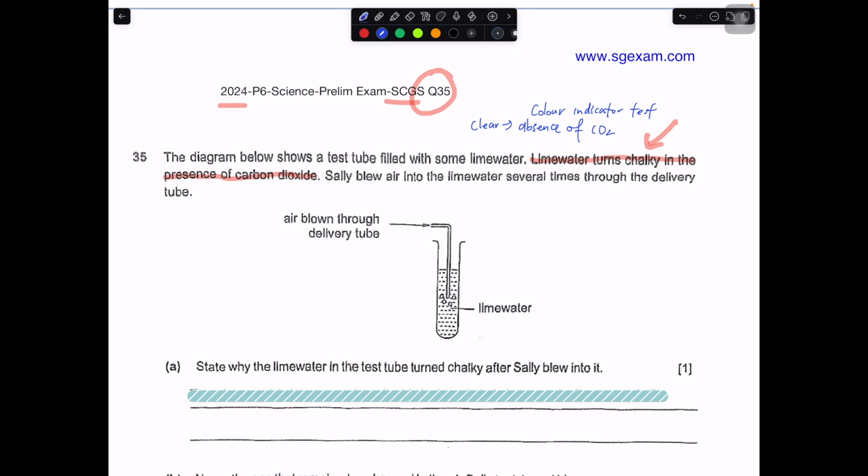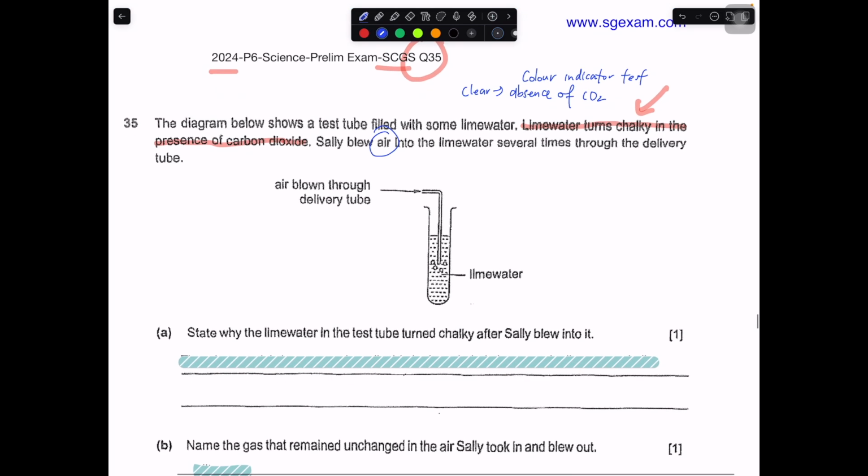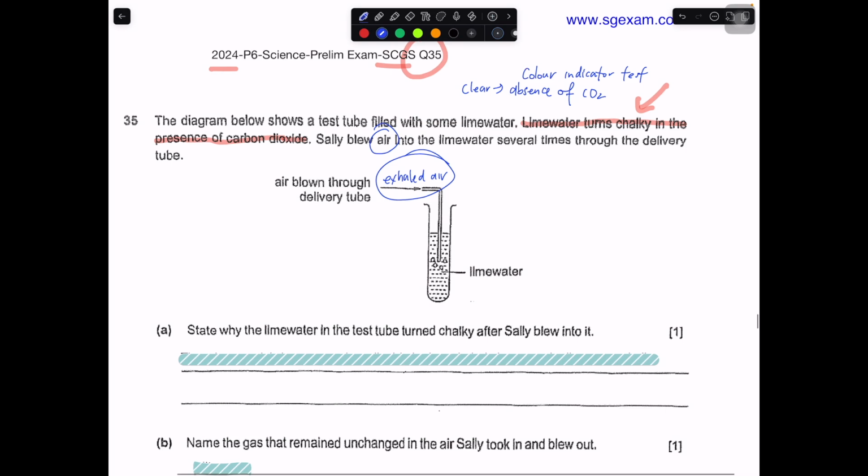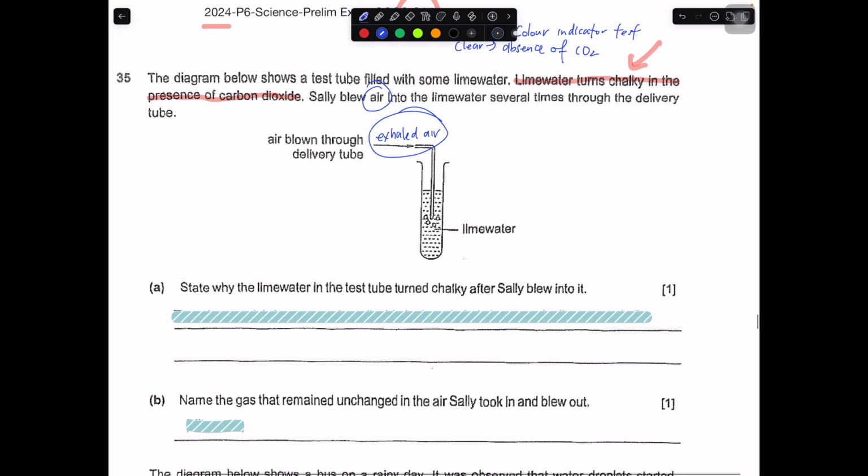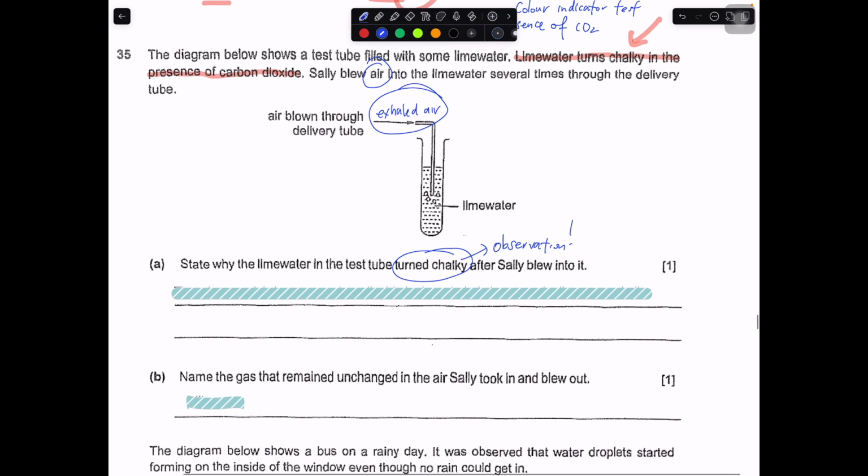So Sally blew the air into lime water several times through a delivery tube. So the air that Sally blew into the delivery tube will be called your exhale air. Exhale air bubbled through the lime water. State why the lime water in the test tube turned chalky. So this is the direct observation that is provided in the question.